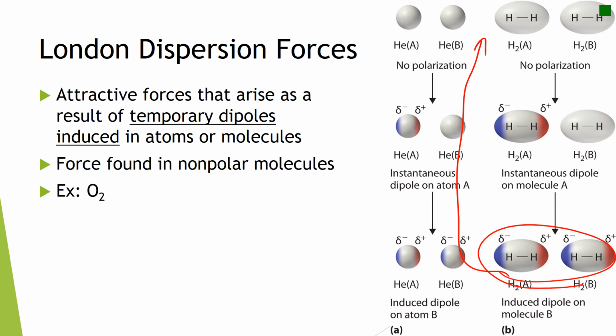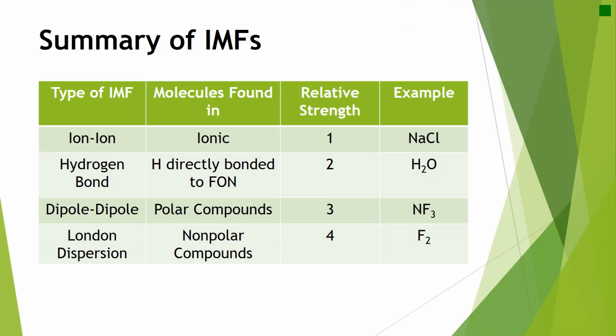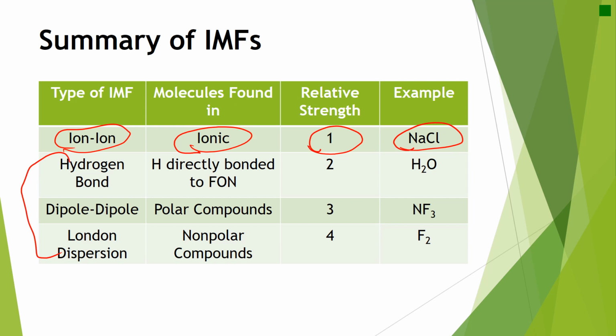All right. So in summary, we have 4 different types of IMFs. How do you identify them? Ion-ion, you're going to look for ionic. It is the strongest one, and an example would be NaCl because it is an ionic compound. The second one, these are all covalent bonds. So the second strongest will be this hydrogen bond.